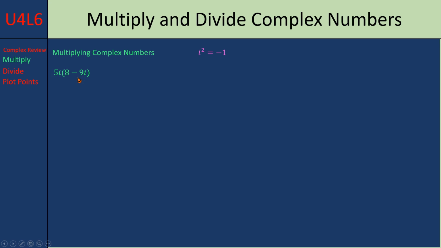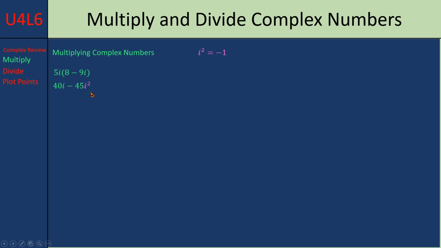Keep that in mind. Okay, so if I have this multiplication here, 5i times the quantity of 8 minus 9i. Remember, 8 minus 9i is a complex number, right? It has a real part and an imaginary part. So I just distribute like I normally would. 5i times 8 is 40. And then 5i times -9i is -45i squared. Okay, 5 times 9 is 45.